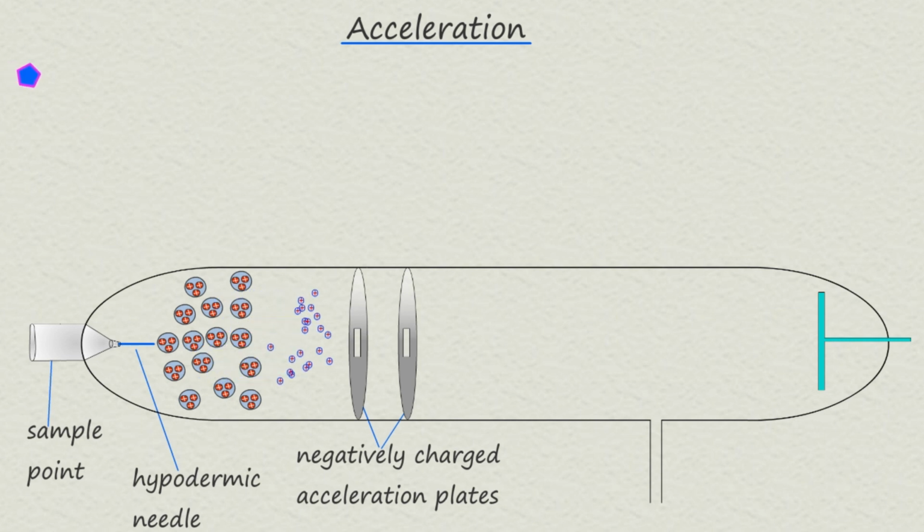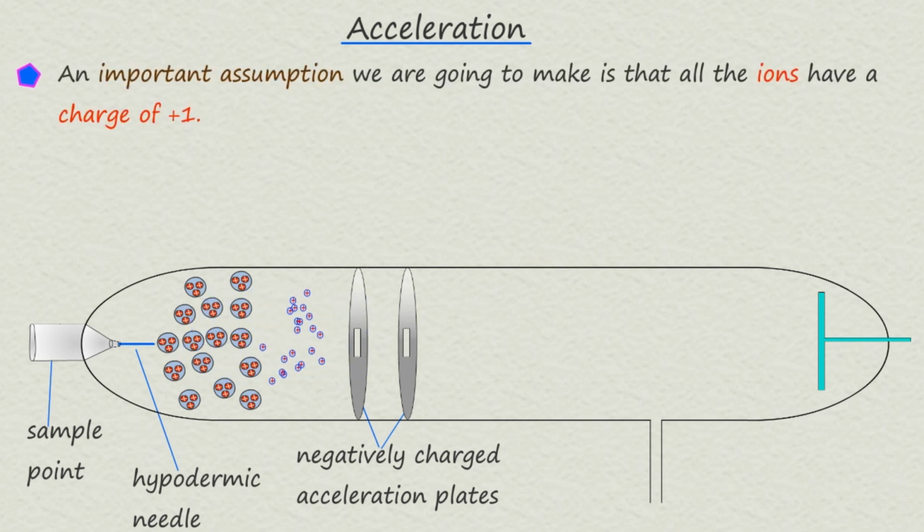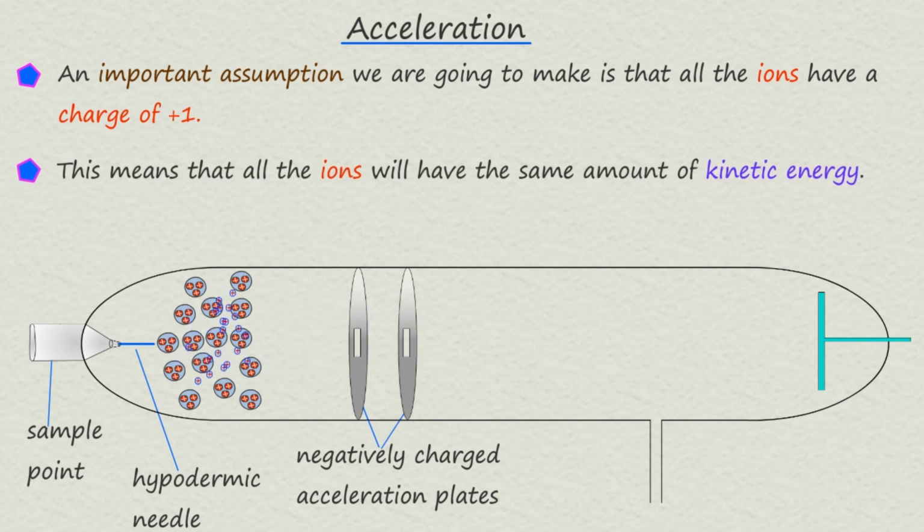Now all the ions, regardless of their mass, are subjected to the same electric field strength. This electric field creates the force needed to accelerate the ions. Now we are going to assume that all the ions produced during the ionisation step have a +1 charge. This is important because one of the key features of time-of-flight mass spectroscopy is that all the ions have the same amount of kinetic energy.